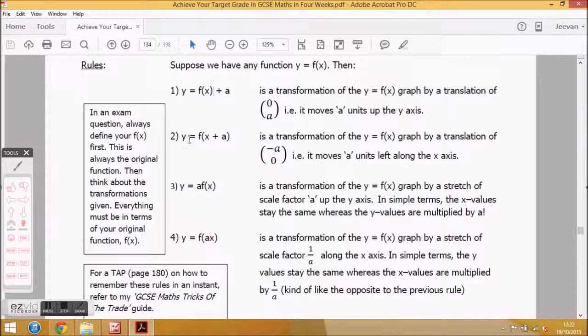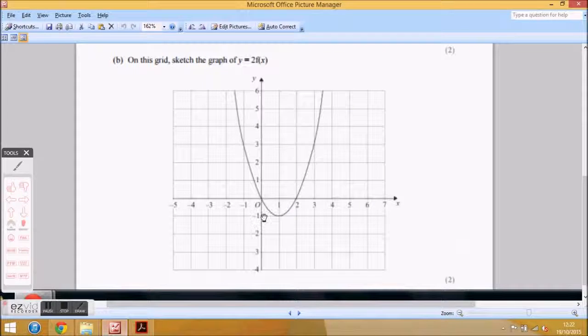And anything inside the f(x), so here the plus a is inside of it, and in the last rule, again a is inside of it. It affects the x values, but it does the opposite. So that is the answer to our question there.